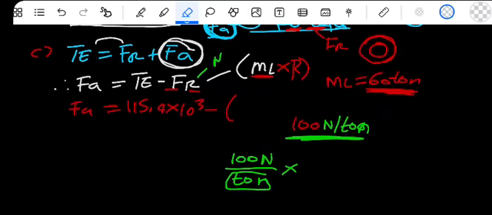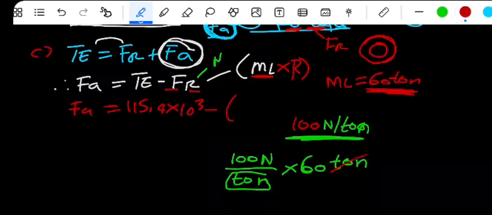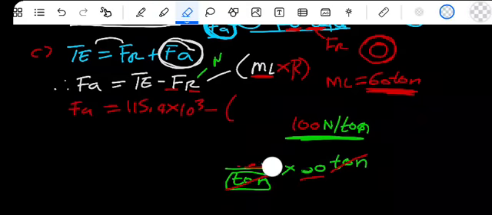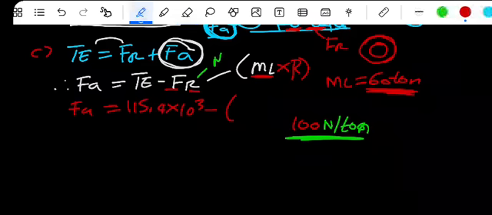If you multiply by the mass we have been given, 60 tons, the tons and tons will cancel, and mathematically we'll be left with Newton. So 60 multiplied by that. Sometimes if they give you the mass in kg, the mass can be 60 kg for example.